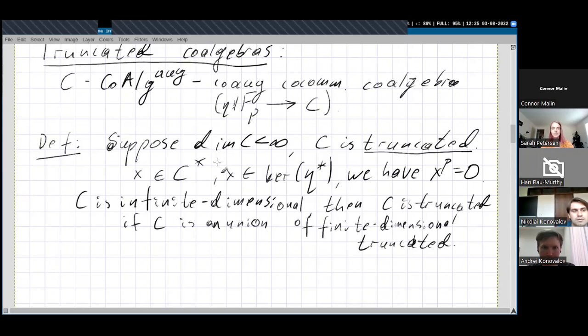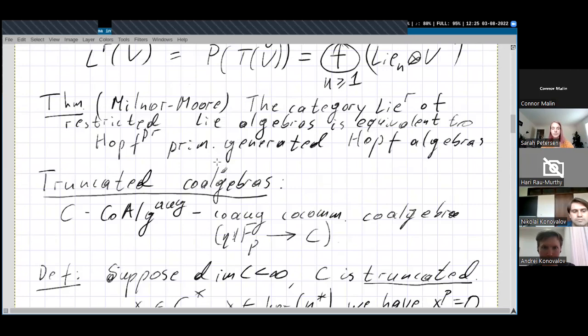I was going to ask, what's the relation between the result that you're proving and the one about Hopf algebras? Which one? This one? Yes, that one. So I'm going to use this one. I'm going to use this theorem.